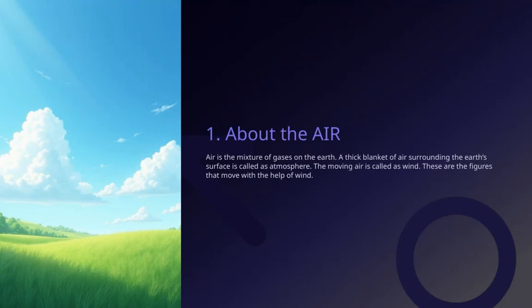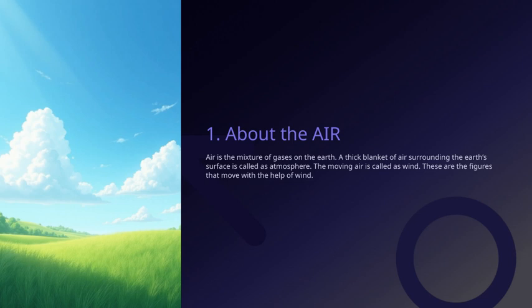Today, I want to talk about the air around us. Air is essentially a mixture of gases that make up our atmosphere. Think of the atmosphere as a thick blanket of air that surrounds the entire Earth, providing a protective layer. This layer is crucial because it helps regulate temperature and supports life.